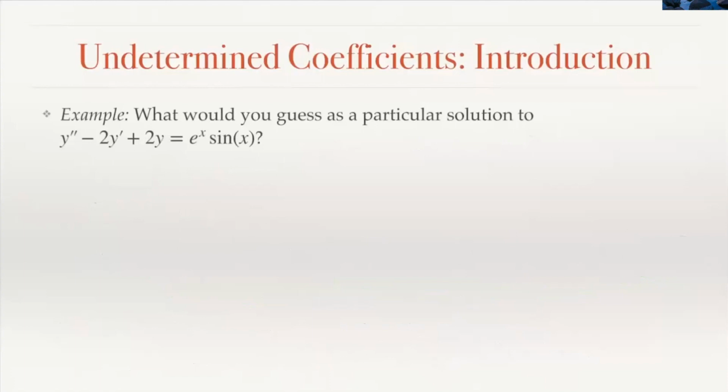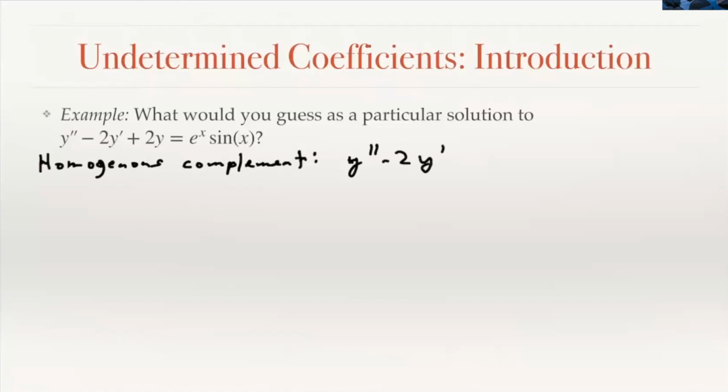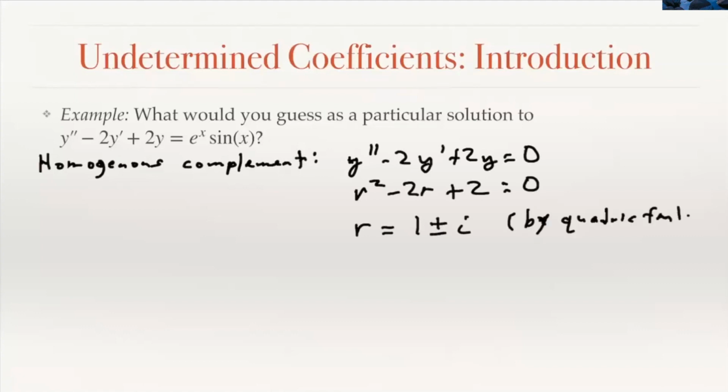What about here? What would we guess? So looking at the right-hand side, you might think, oh, that's the same thing. We guessed the same thing. But remember, you always need to be careful of whether what you would guess is a solution to the homogeneous complement. The homogeneous complement is obtained by just deleting that right-hand side. And this is 1 plus or minus i by the quadratic formula, which we know how to plug in and get.